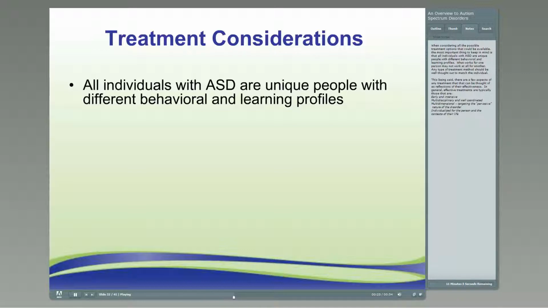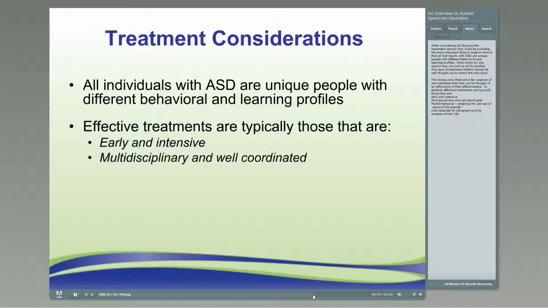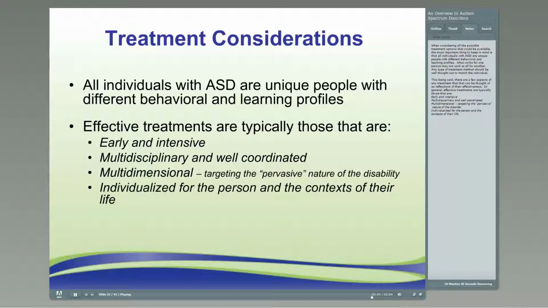This being said, there are a few aspects of any treatment that can be thought of as reflections of its effectiveness. In general, effective treatments are typically those that are early and intensive, multidisciplinary and well-coordinated, multidimensional, targeting the pervasive nature of the disability, individualized for the person and the contexts of their life.